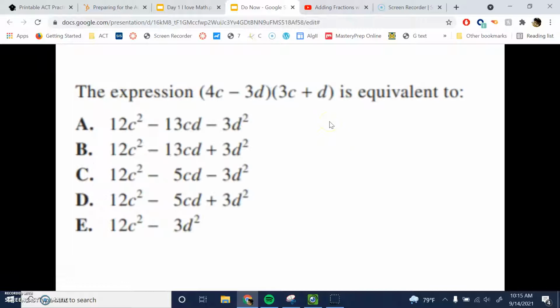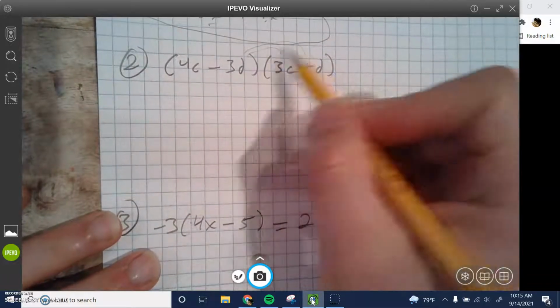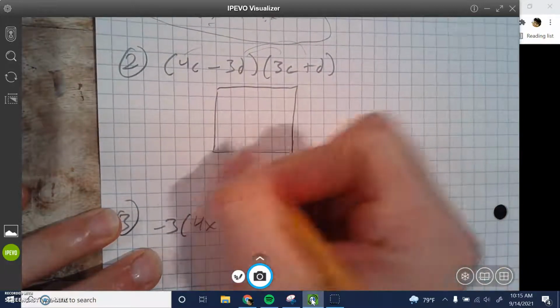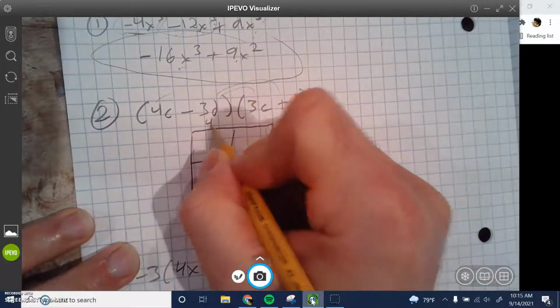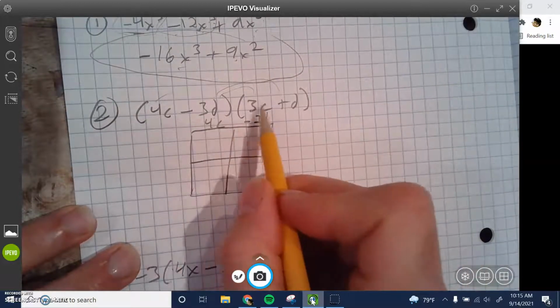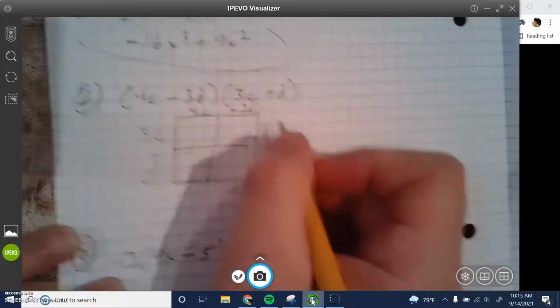Nice. Okay, let's try another one. Ooh, box method. What's the answer here? A, B, C, D, E. Ready, set, go. All right, let's see what we got. Okay, so this is like the distributive property, but you need to do it twice. And so in order to do it twice as nice, we always do the box method, an easier way to do it. So I'm going to put 4C minus 3D up here. And here I'm going to put 3C and put D right there.